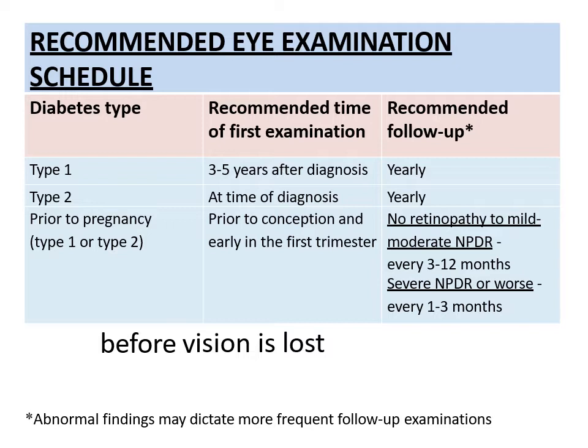and in type 2, the recommended time of first examination is at the time of diagnosis of the diabetes and during pregnancy. That is, if diabetes is detected just prior to pregnancy, be it type 1 or type 2, then the recommended time of first examination should be prior to conception and early in the first trimester.